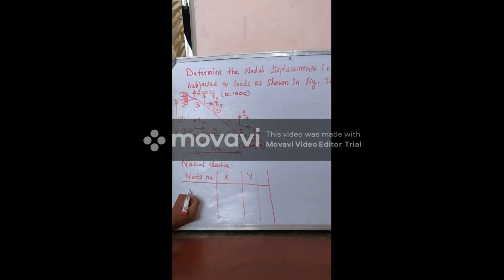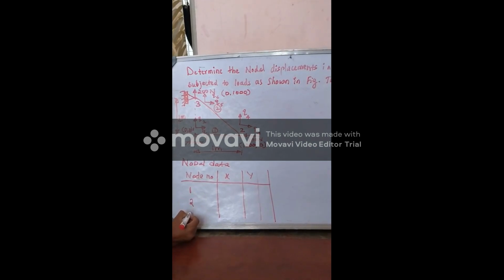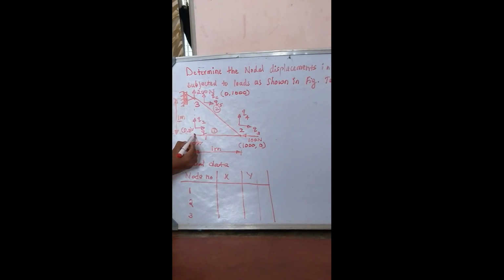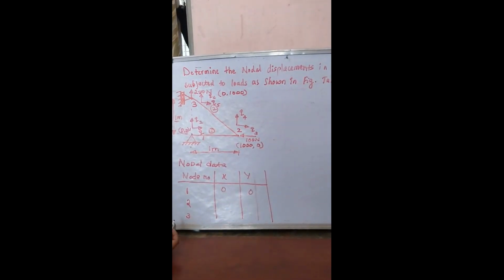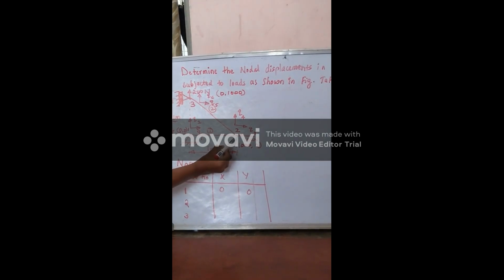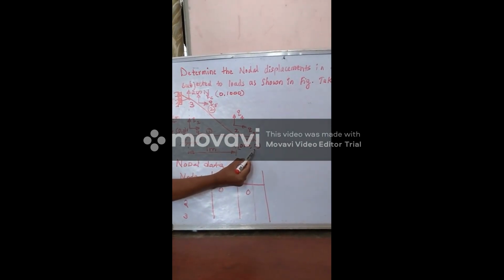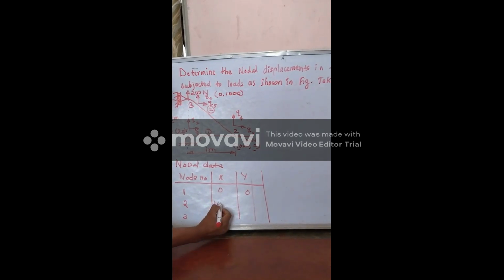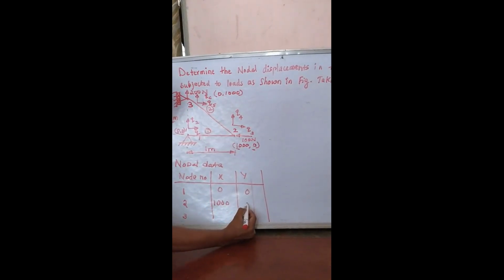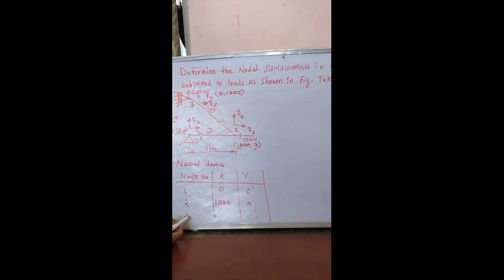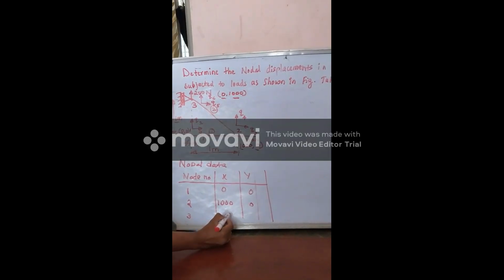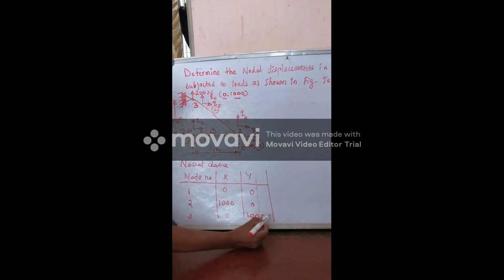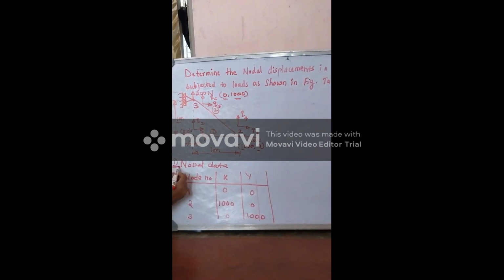So now write down the number of nodes present in this. So node number 1, node number 2, node number 3. If we consider node number 1, x coordinate is 0 and y coordinate is also 0. So write those values here. At node number 2, x coordinate is 1000 mm and y coordinate is 0 mm. So write x coordinate value 1000 mm and y coordinate value 0. And for node number 3, x coordinate is 0 and y coordinate is 1000. This is the first table, called nodal data.